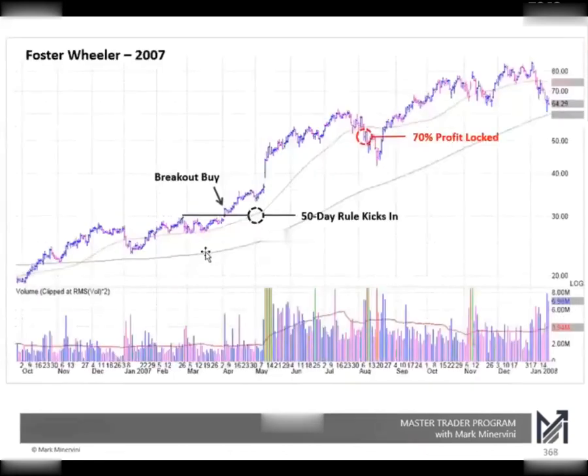Here's Foster Wheeler. I actually bought this right here. This is actually breaking out, had a little bit of a gap and broke out on earnings. You can see again, the 50-day moves here, and you get this accelerated move. And again, you might get emotional right here and sell it. So this locks you out and then it turns around and goes even higher, but you locked yourself in a nice little profit here, and it gives you a nice mechanical method.